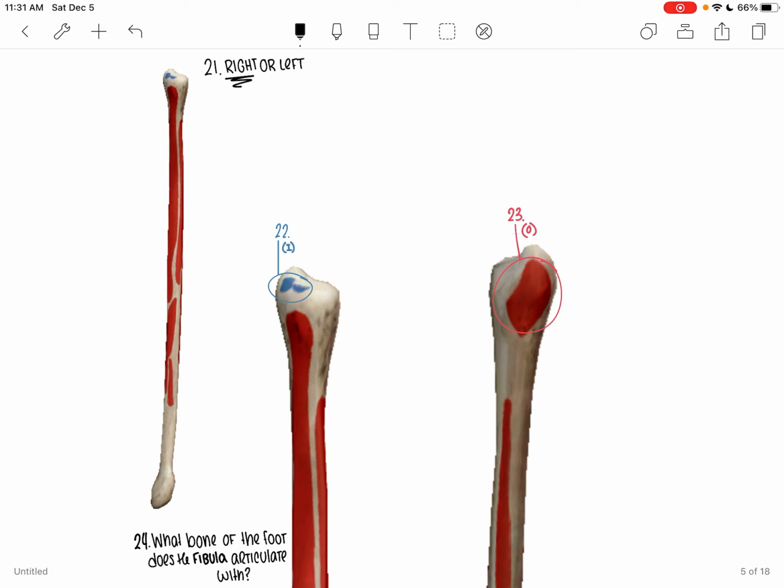All right, so number 22. This is going to be the insertion of the biceps femoris, long and short head. Number 23 is going to be the soleus. So this is one origin point of the soleus. Remember, the soleus also inserts on the posterior part of the tibia, so keep that in mind as well. And what bone of the foot does the fibula articulate with? It's going to be the same as the tibia, so talus.